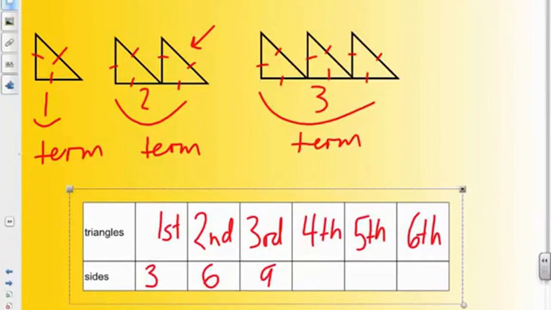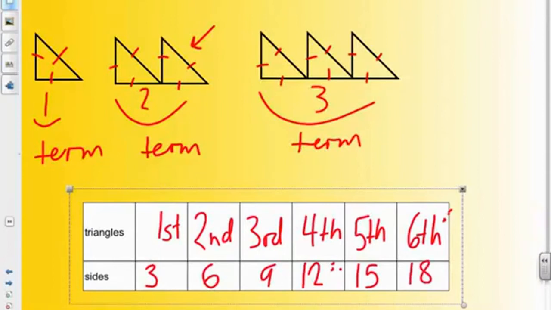So for the 4th term, we'd have 12. You'd have 4 triangles, 3 sides each equals 12. For the 5th term, you'd have 5 triangles, 3 sides each equals 15. For the 6th term, you would have 6 triangles, 3 sides each, 18.